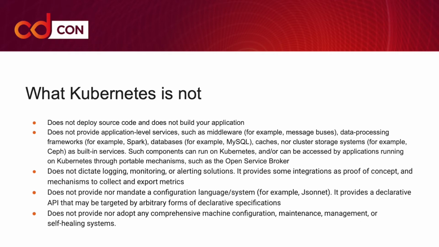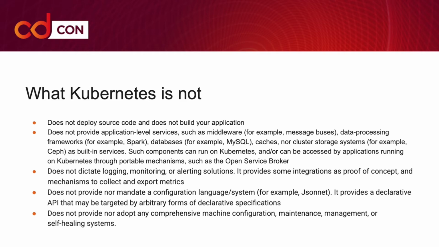Kubernetes does a lot of great things, but there are some things that Kubernetes is not. Kubernetes does not deploy your source code and doesn't build your application. It doesn't provide application-level services such as middleware, for example message buses, or data processing frameworks, for example Spark, or databases like MySQL, or caches, or cluster storage systems, for example Ceph, as built-in services. These types of components run on Kubernetes and can be accessed by your application running on Kubernetes through portable mechanisms such as the Open Service Broker.